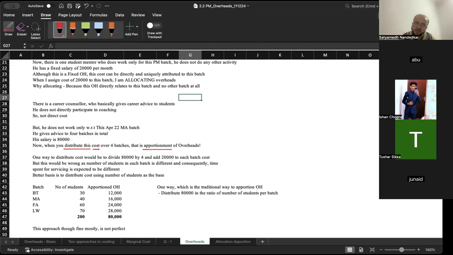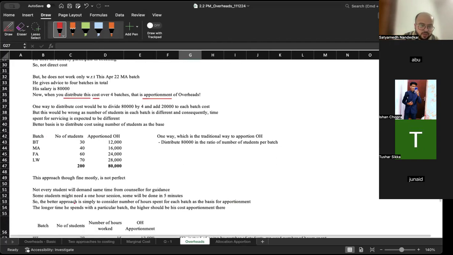Time spent for servicing the students is different. So one way is a very simple way, but it is not the most appropriate way. If you divide 80,000 by 4 and arrive at 20,000, that's not correct. It is a distribution of cost, but it is not the most appropriate distribution of cost.